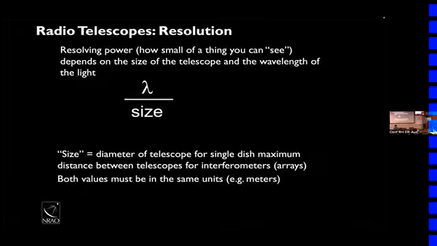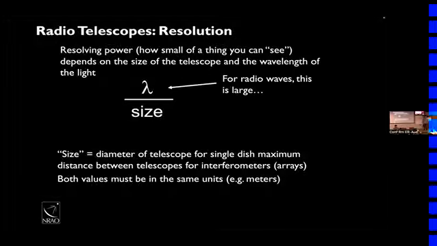Okay, so what sets the resolving power of a telescope is two things, right? The first thing is the wavelength you want to observe at. That's in the numerator, and the denominator is the size of the dish.